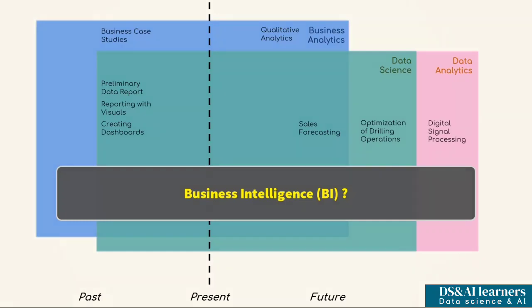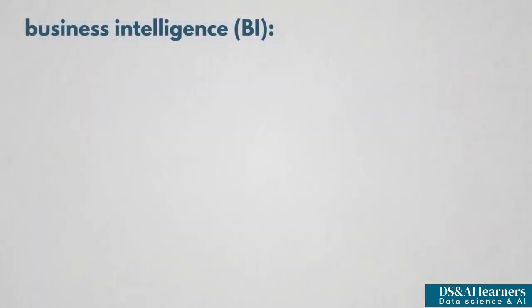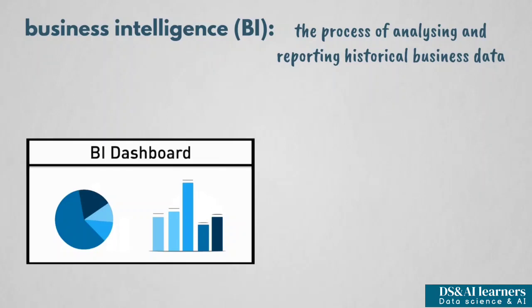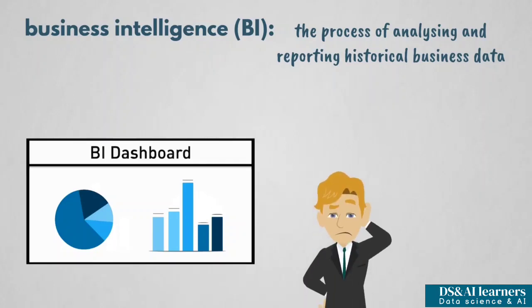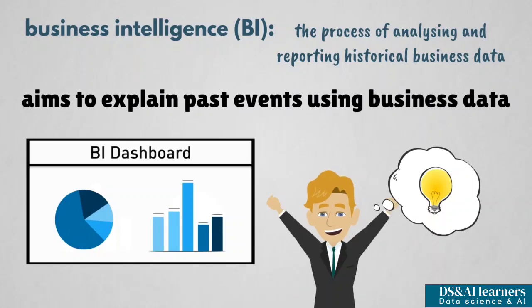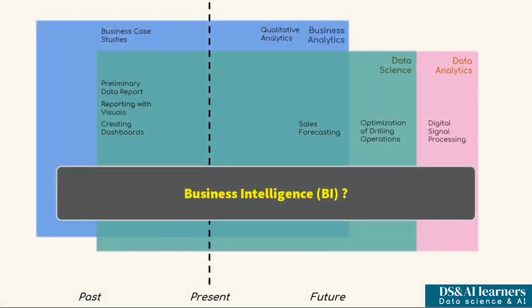Remember the following. Business intelligence, or BI, is the process of analyzing and reporting historical business data. After reports and dashboards have been prepared, they can be used to make informed strategic and tactical business decisions by end users, such as the general manager. Concisely put, business intelligence aims to explain past events using business data. So, with this information, we can work out where the business intelligence rectangle should go.